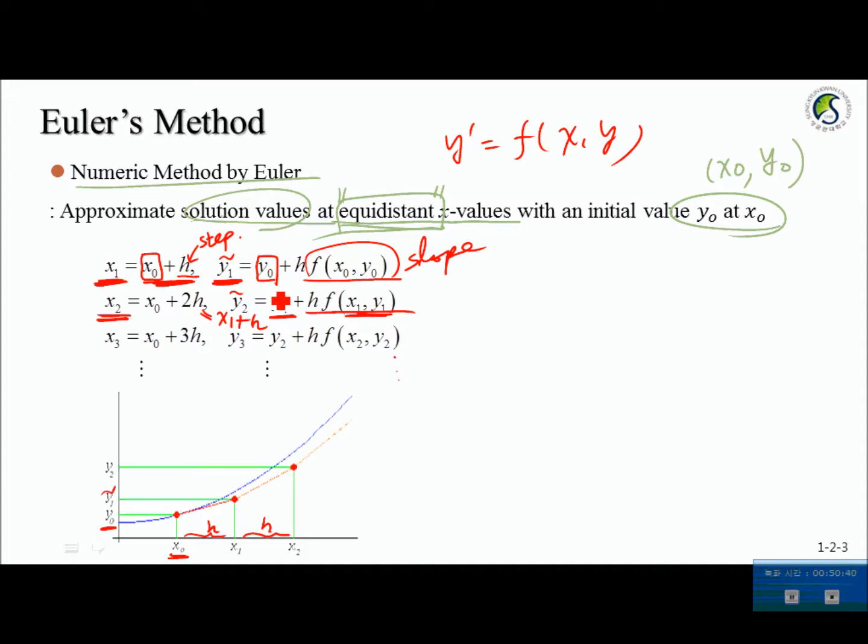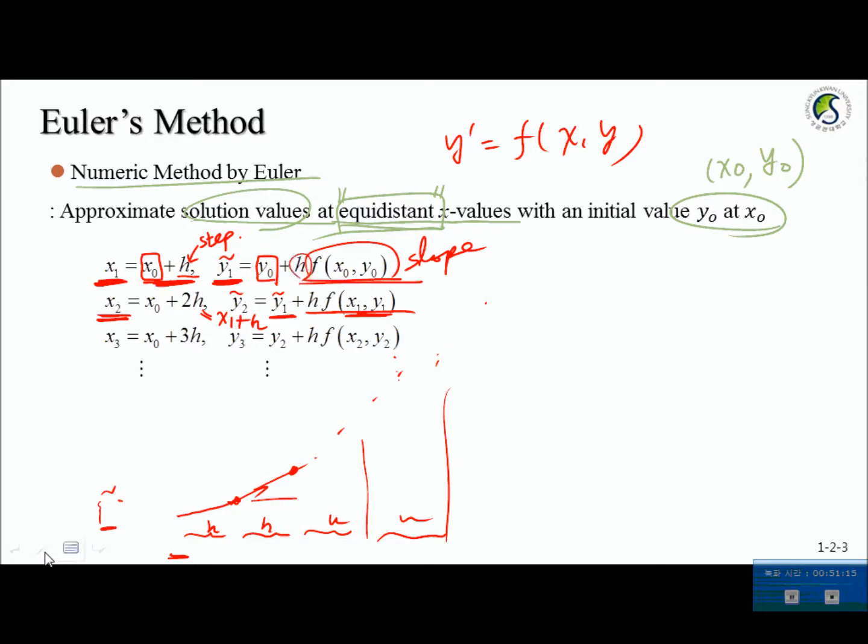The tilde y1 is y naught plus this amount, that's h times the slope. Because it's a slope here, right? Slope here times this h, and you get this value. And once you get here, you have the same thing. Slope here times h, so you get this value, and keep repeating until you have the same equidistance, h.